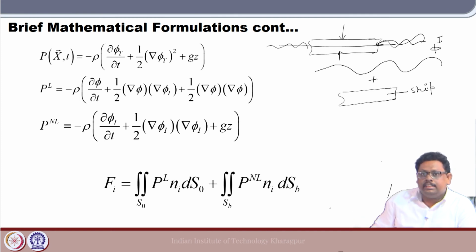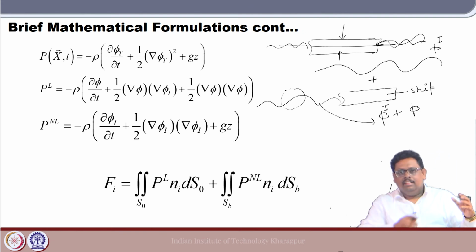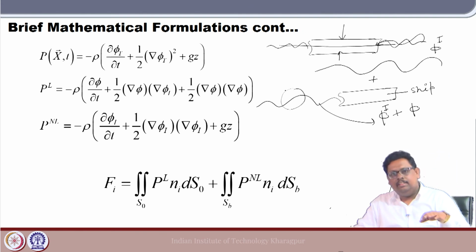When it interacts with the ship, the wave I am getting here has the component of phi I definitely, but one should also not forget that we have the component of phi, because this body is oscillating. The wave I am looking at is a superposition of the incident wave potential as well as the disturbed wave potential, which is again the combination of the radiation, the diffraction, the steady everything.